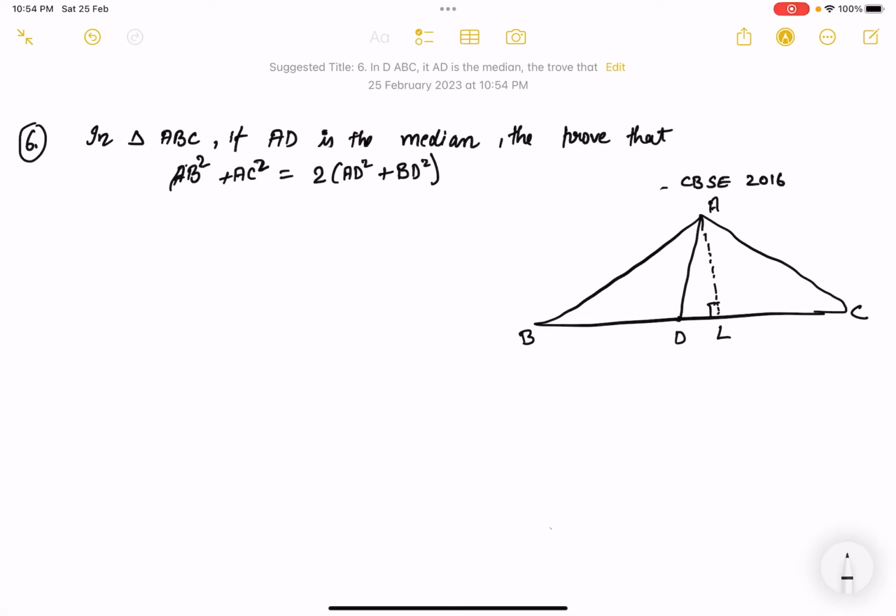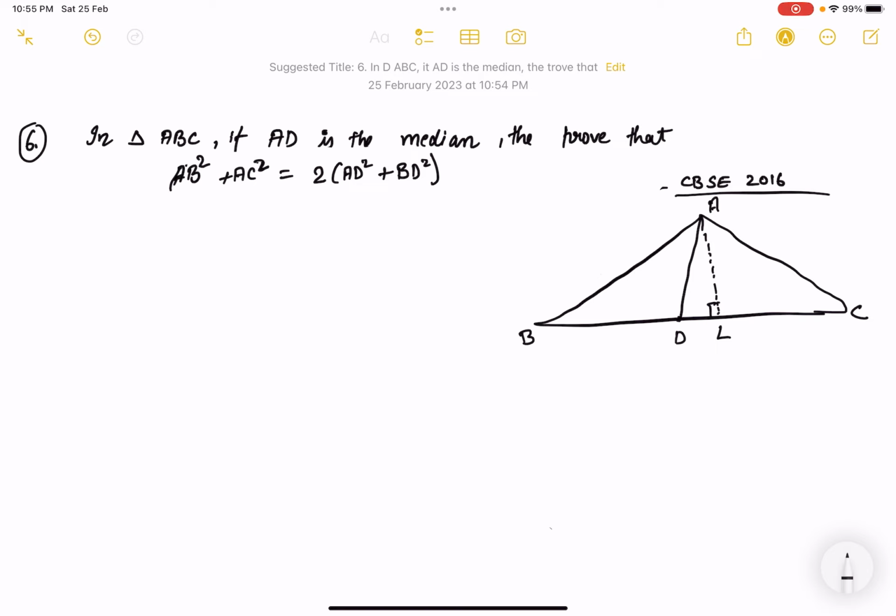So hello students, in this video we will continue with the CBSE questions asked from the topic Pythagoras Theorem. Well, it seems as if CBSE is very much inclined towards this topic, as many questions are asked from this topic every year in the board exams. So let's take the sixth example.